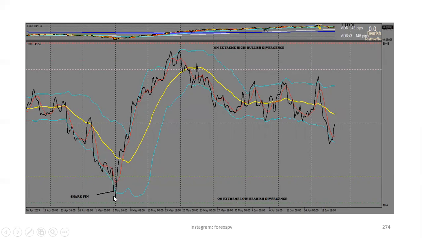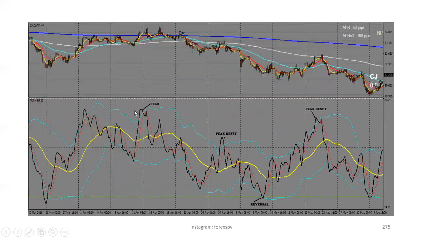And this RSI price line would break the volatility band and come back inside like this. So to break and then come back inside, break and then come back inside, we call it a shark fin. So this is a shark fin. So basically, shark fin is used to identify a peak.